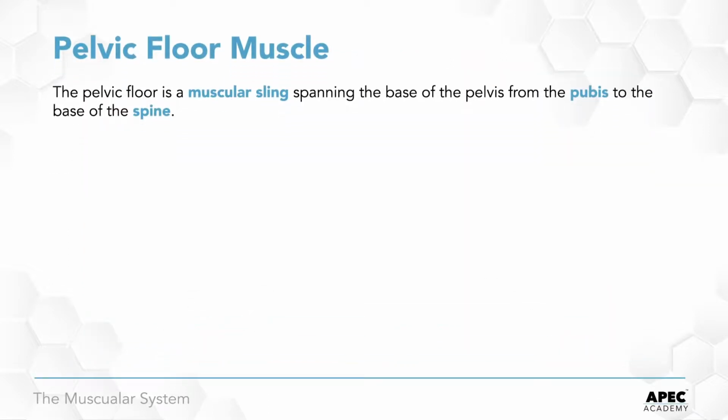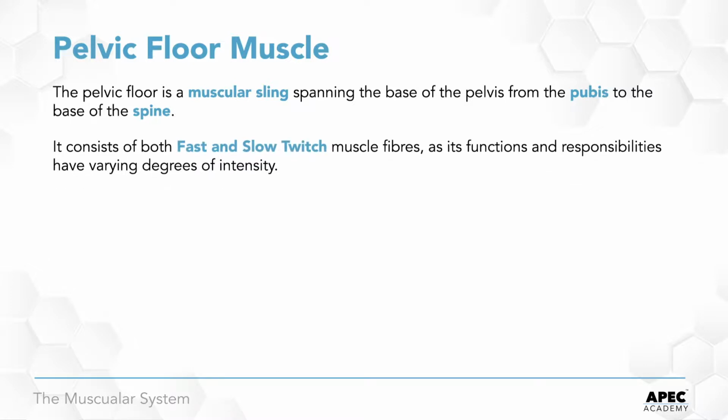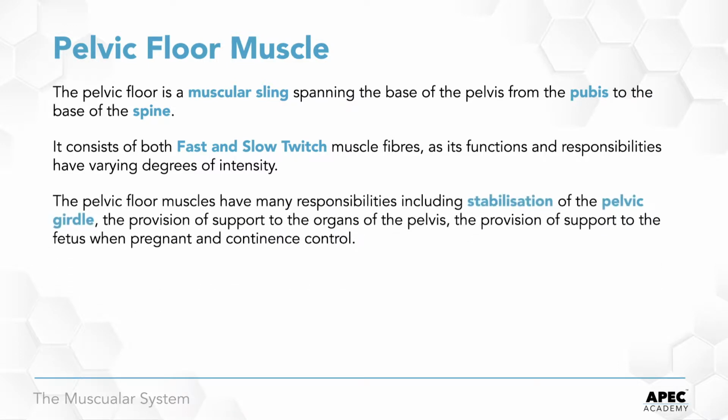The pelvic floor is a muscular sling spanning the base of the pelvis from the pubis to the base of the spine. It consists of both fast and slow twitch muscle fibers, as its functions and responsibilities have varying degrees of intensity. The pelvic floor muscles have many responsibilities, including stabilization of the pelvic girdle, the provision of support to the organs of the pelvis, the provision of support to the fetus when pregnant, and continence control.